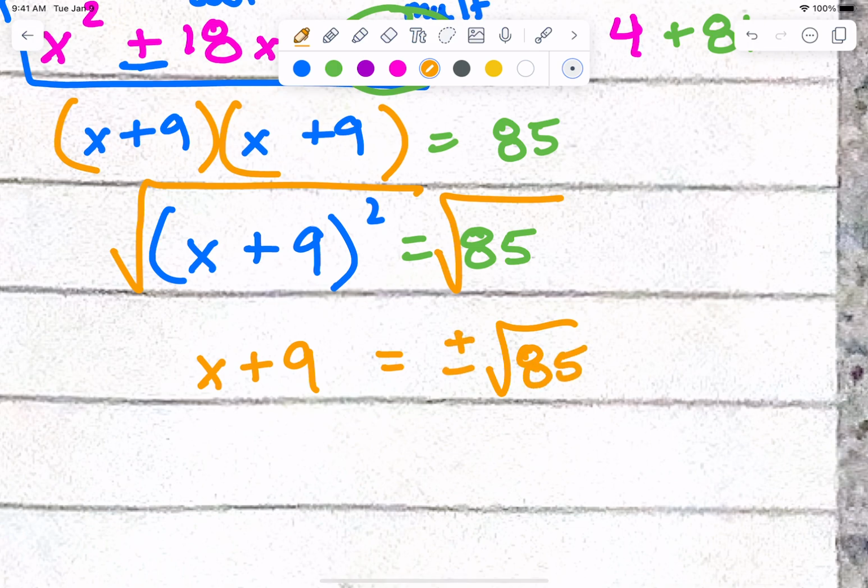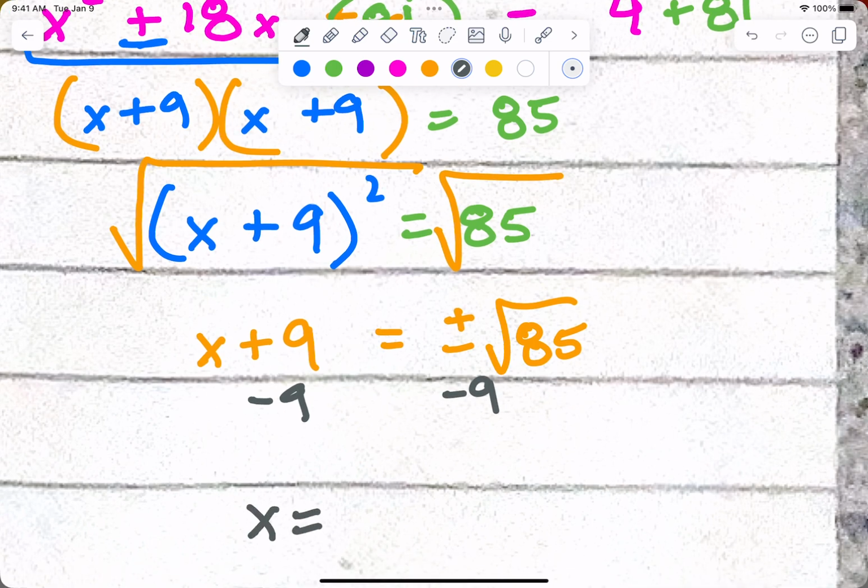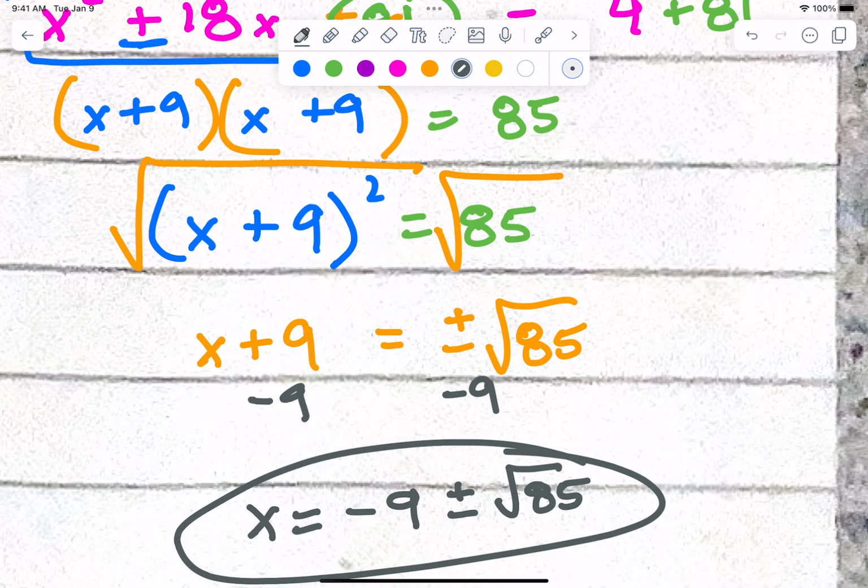But we need to have plus or minus. Plus minus, okay? And then what? Minus the 9. Can you subtract the 9 from the 85 that's inside of there? No. So how do we write the answer? x equals, we put the negative 9 first, plus minus the square root of 85. And that's going to be my 2 places where it crosses, right?